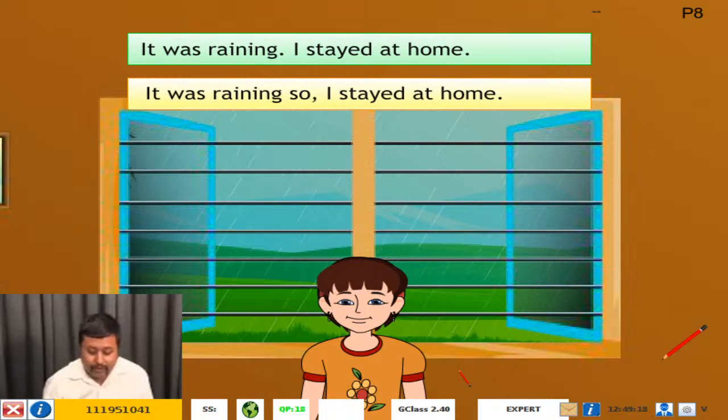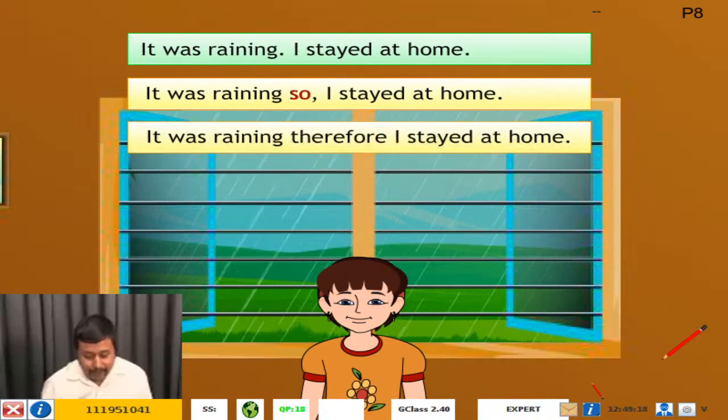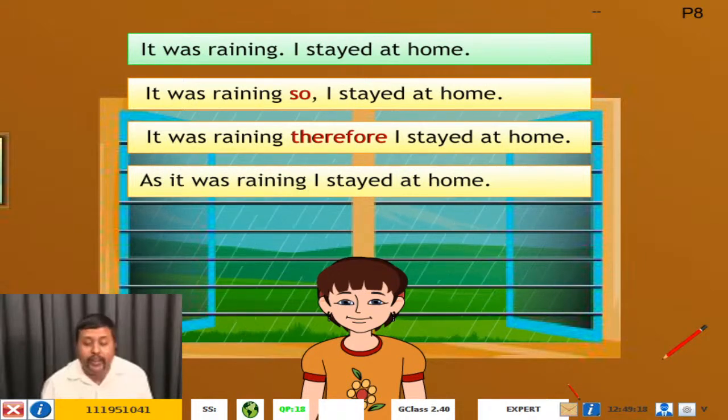This one. So after using this one, what happened? It became one line, right? It was raining, so I stayed at home. It was raining, therefore I stayed at home. Why did I stay at home? It was raining. As it was raining, I stayed at home.